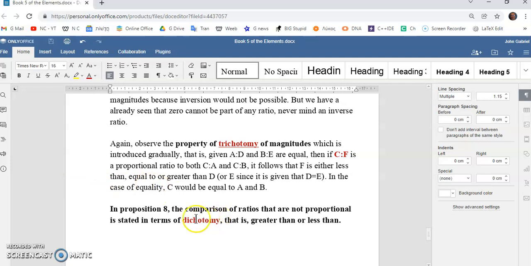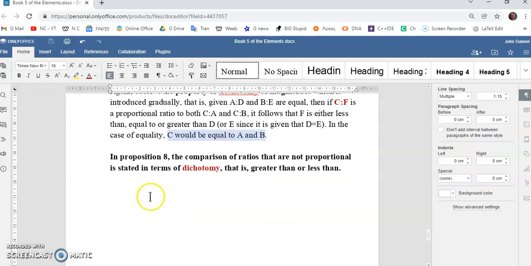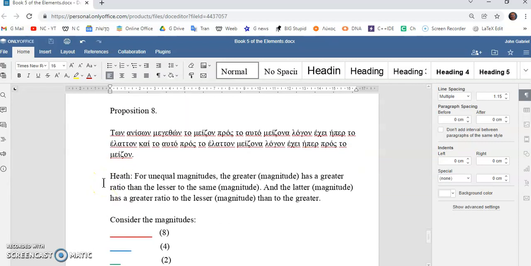But before we go to proposition 8, just note that the proposition tells us if we're given A proportional to D and B proportional to E are equal, then if C proportional to F is proportional to both these, then it follows that F is either less than, equal to, or greater than D. Okay, so it's a loose form of trichotomy. This is what you can conclude from this proposition. And in the case of equality, which it doesn't care about right now, C would be equal to A and B. So let's see what proposition 8 says.